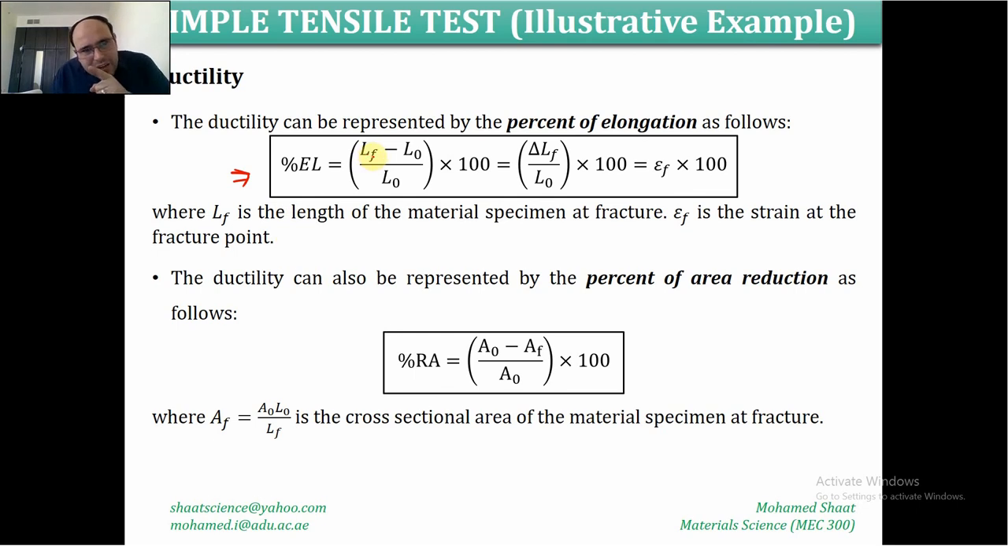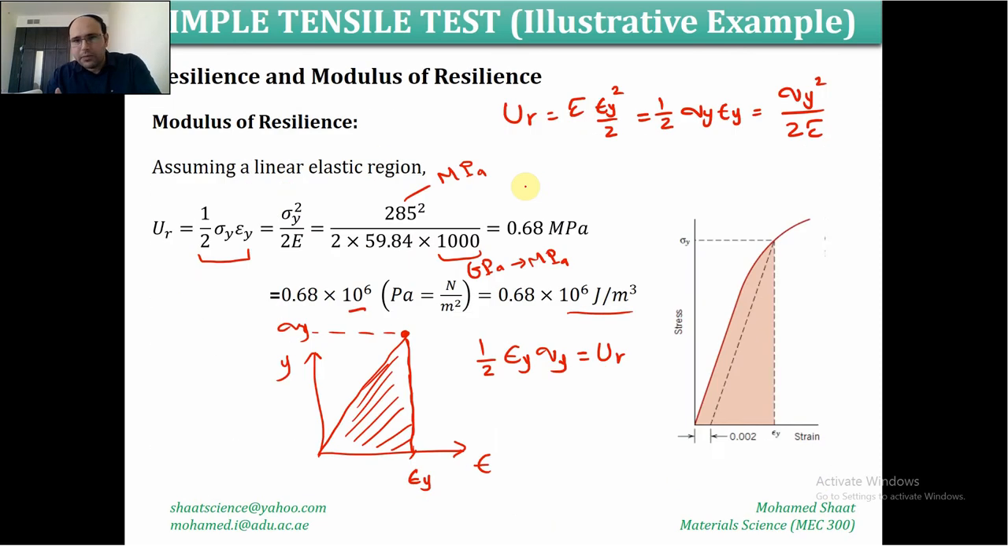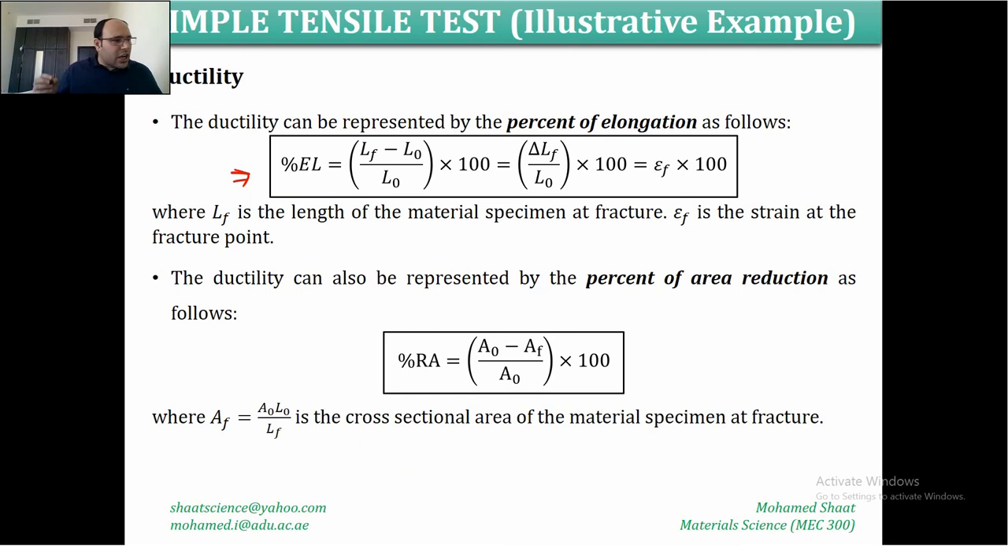This delta L, this L final or fracture, minus L0, gives us delta L, which is the elongation. So this is the elongation over the original length, and the elongation over the original length gives us the engineering strain as we defined it over the previous slides, right? So this indicates that we can directly calculate the percent of elongation from the strain at the last point, the fracture point, times 100.